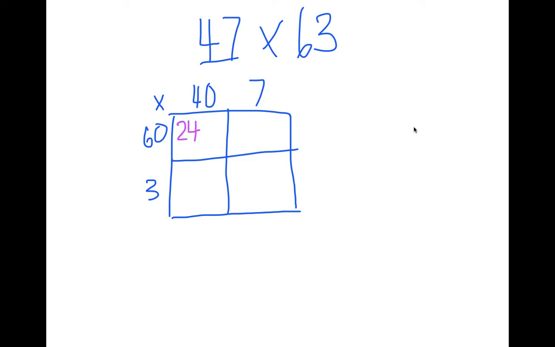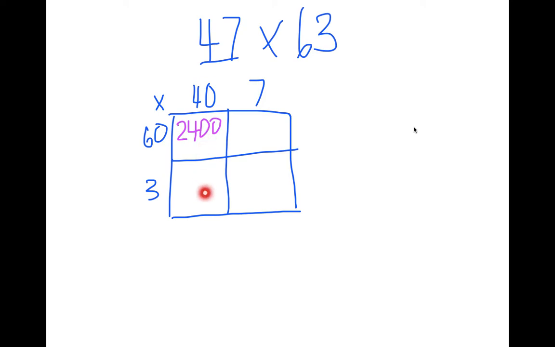And the number of zeros that there are in the equation, you should put back into your answer. So there's a 0 in 40, and there's a 0 in 60. So 40 times 60 is actually 2,400. You could say it either way.